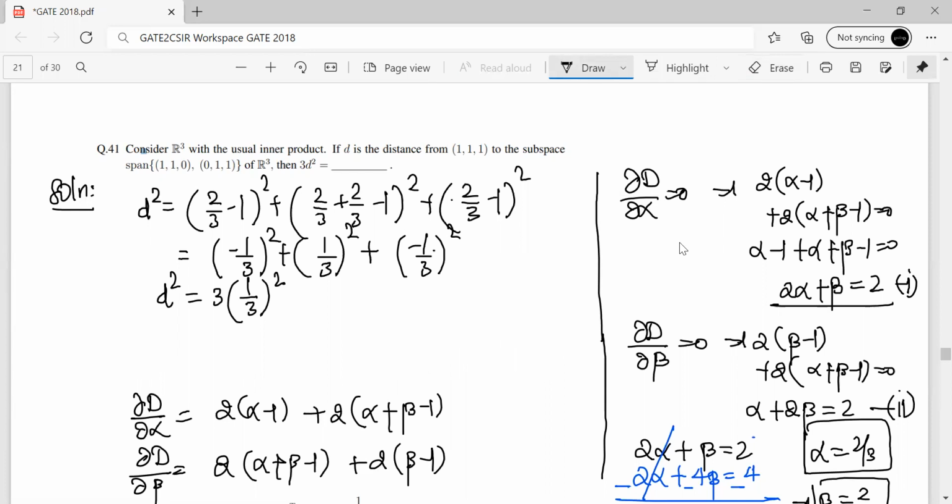No, not 1. Now I want 3d square. So 3d square would be equal to, here it will be 9. And then it will be 1 upon 9. Yeah, it is 1. So 3d square is 1.